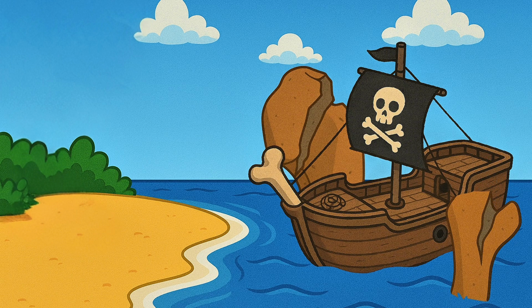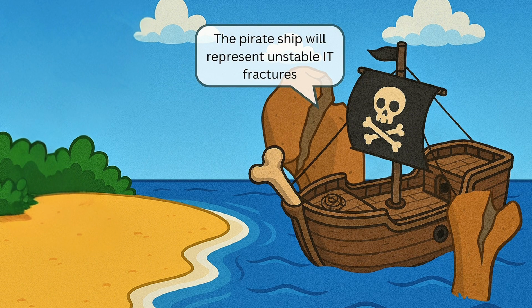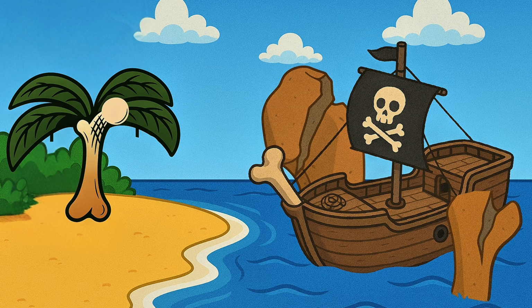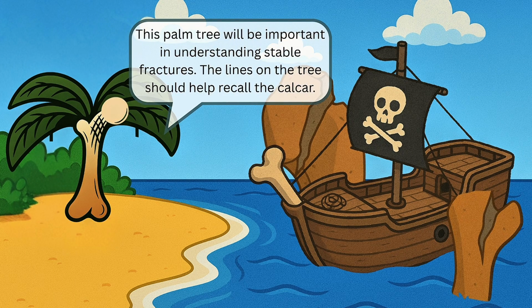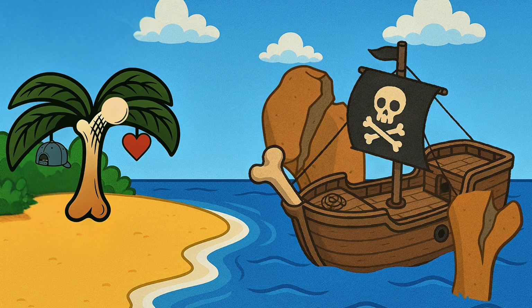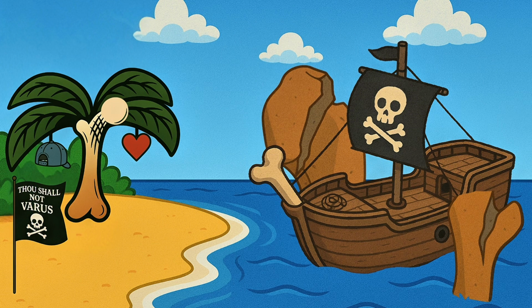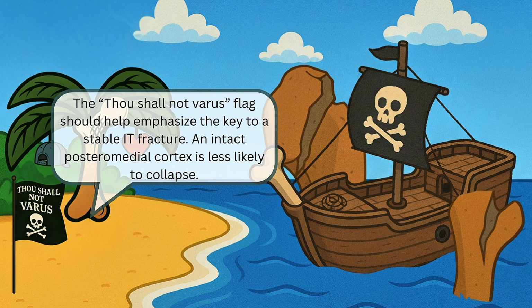Out at sea, in between the rocks, the pirate ship will represent unstable IT fractures. On land, the palm tree in the shape of a femur will help recall important characteristics of a stable IT fracture. Hanging from the tree are a backwards hat and a heart, which are our recurring themes for posterior and medial. The posterior medial cortex is important in determining IT fracture stability. Specifically, an intact posterior medial cortex is less likely to collapse into varus.